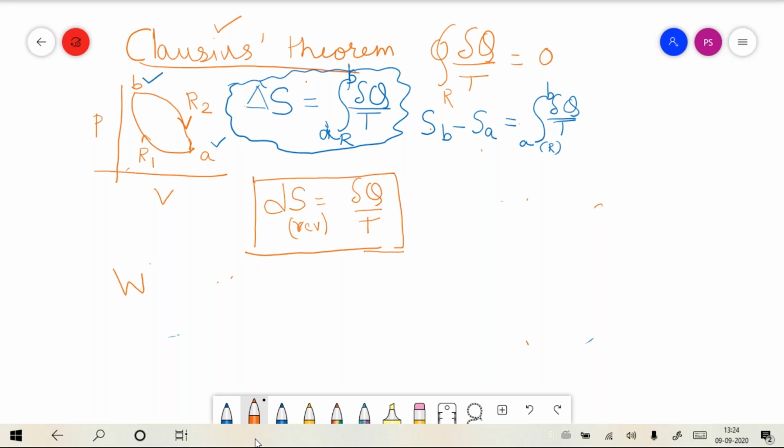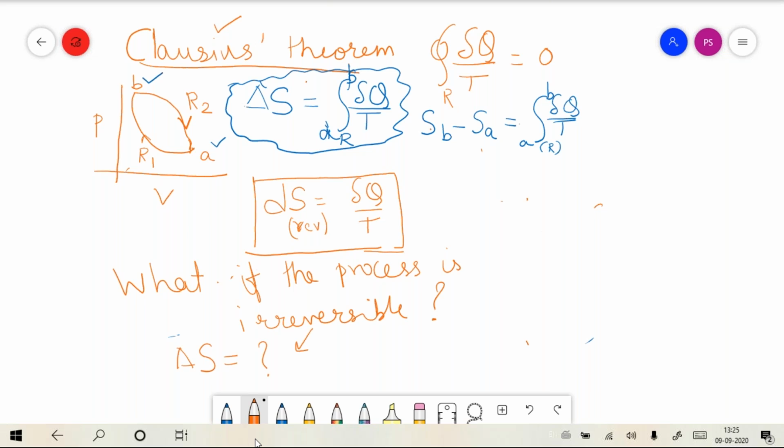What if the process is not reversible? And you know that in real life there is no process called a reversible process. What if the process is irreversible? Can we still find the entropy change? How to find the entropy change if the process is irreversible?